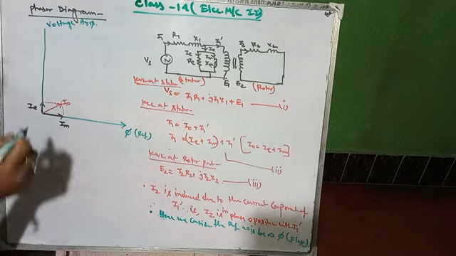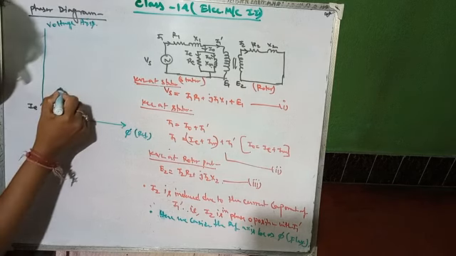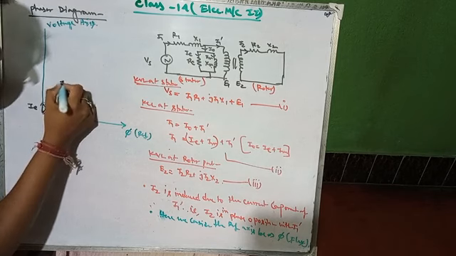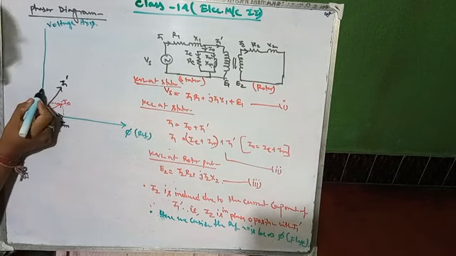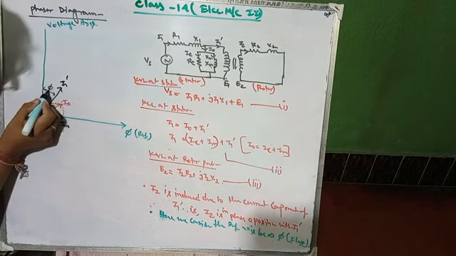So now suppose I arbitrarily draw it. Okay, so this angle equals phi 1.